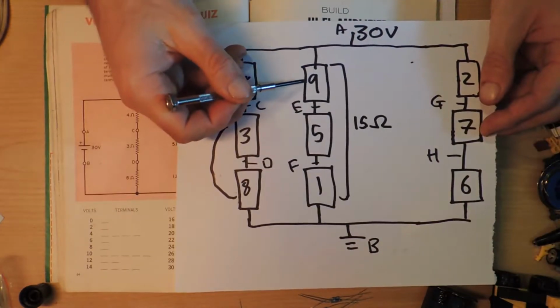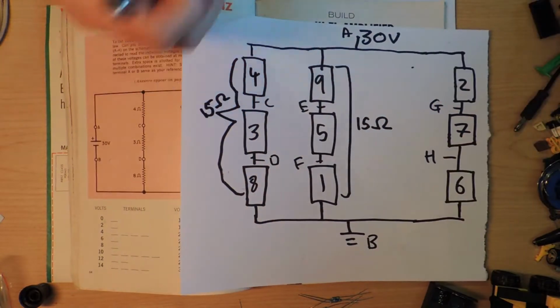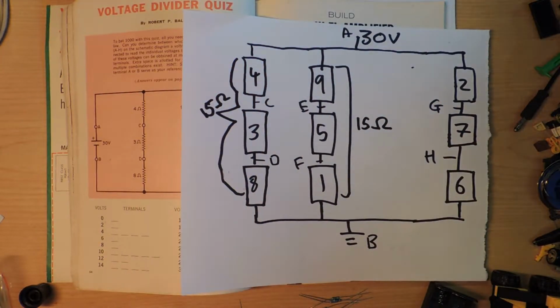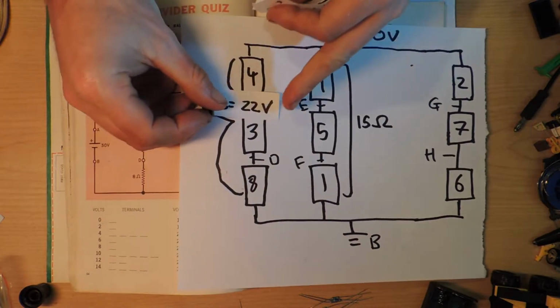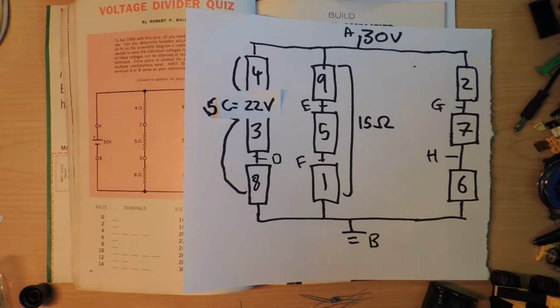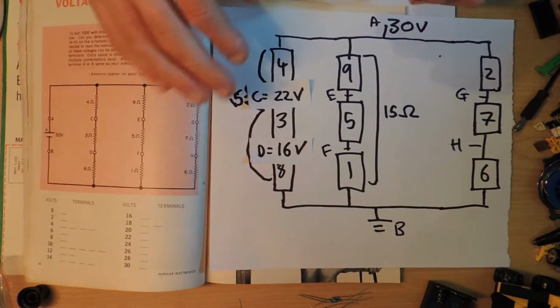So we've got, again here, we've got 9. So I'm going to go through, and I don't know how well this is going to work, but I made these little labels. So I know I just discussed this, that C was 22 and D is 16 volts. So we've kind of got the answers to that one.